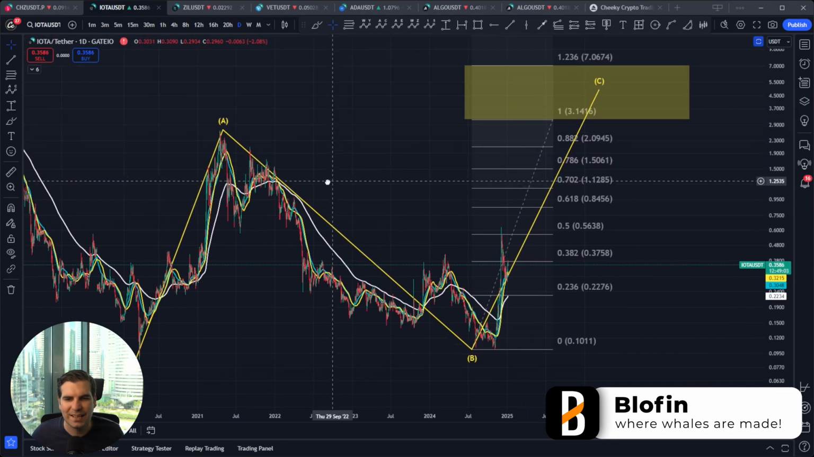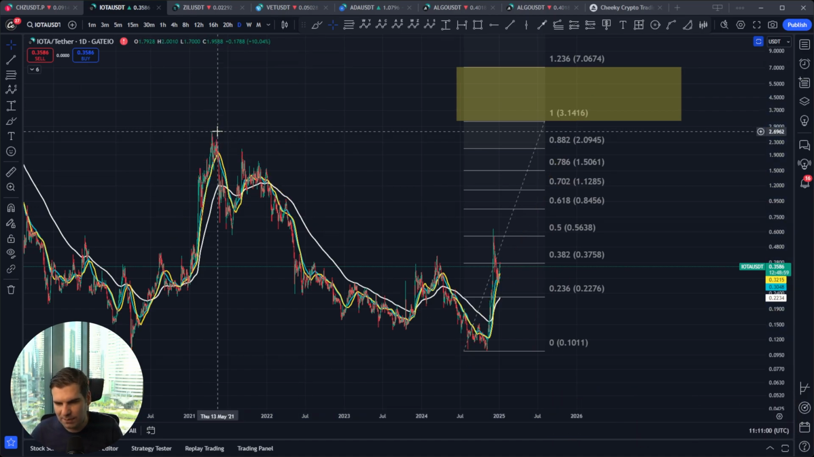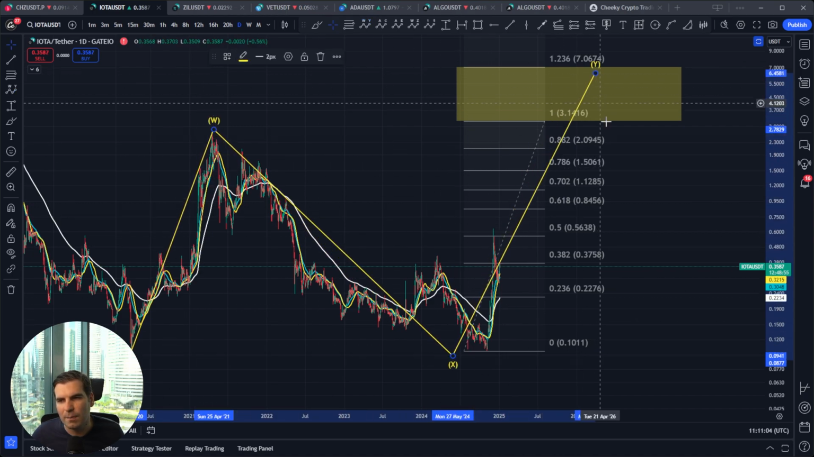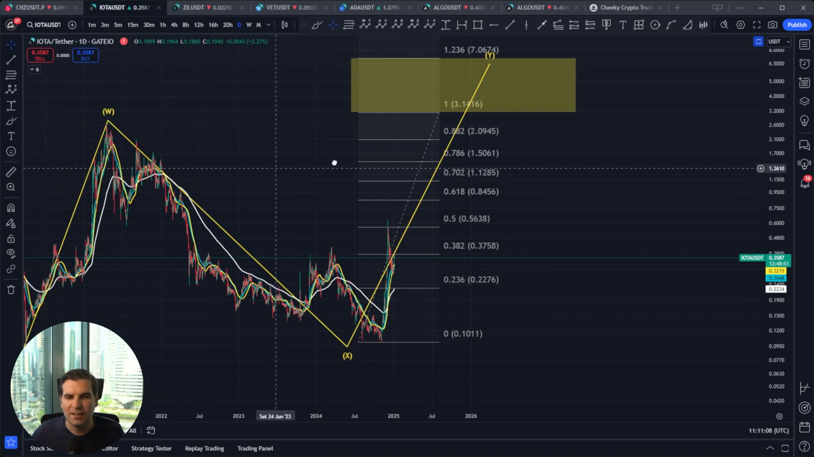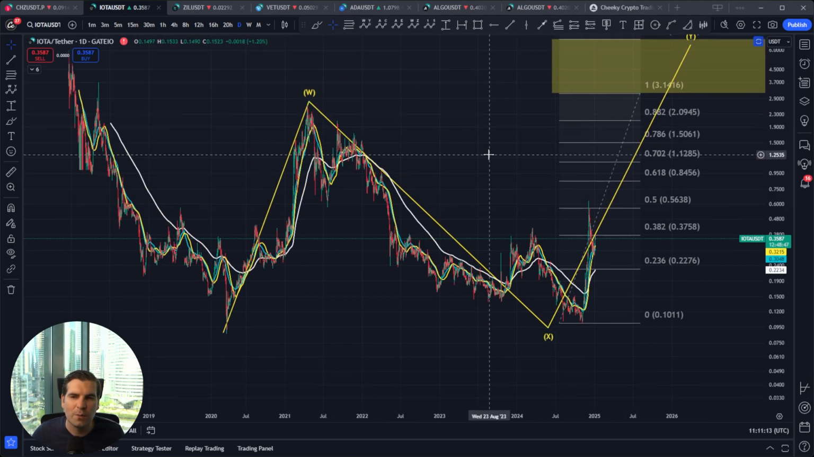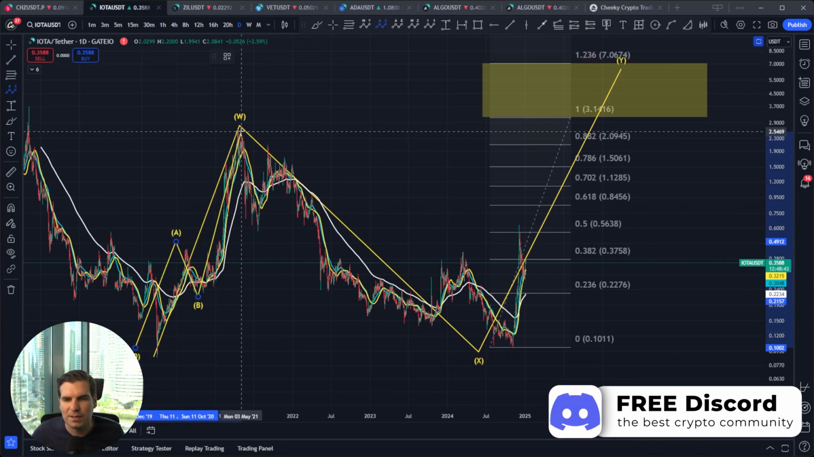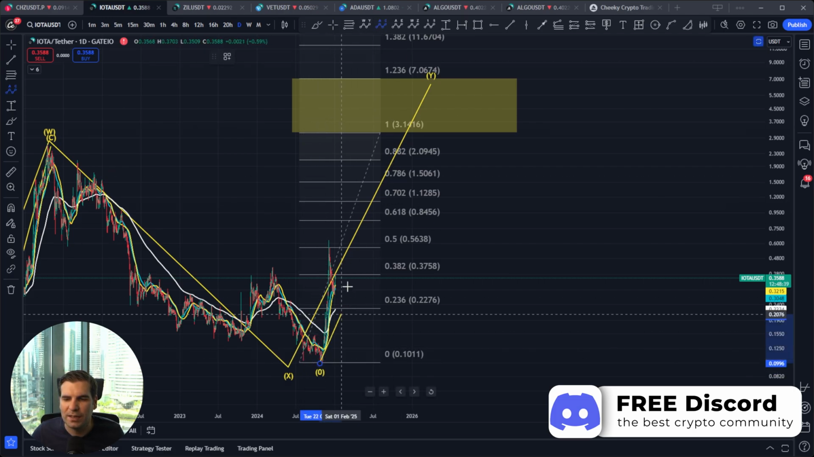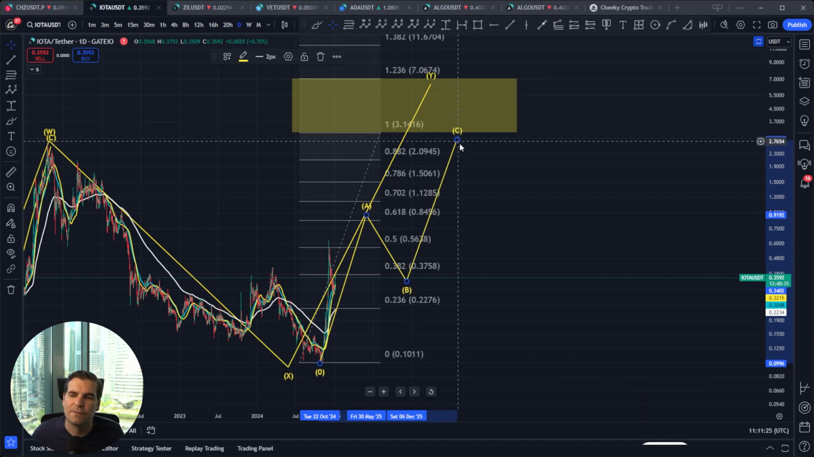Now, is this technically an ABC structure? I don't believe it is. I actually believe that this is more likely to be a WXY pattern. So what's the difference? Well, the difference is structure. Internally, you have ABCs, and it's labeled as a WXY when you have two ABCs next to each other. So an ABC structure is here, A, B, and C, a little bit irregular, but nonetheless it's there. And I suspect that what we're doing here is an A wave, which I don't think is finished yet, a B wave into the summer, and then a final C wave.